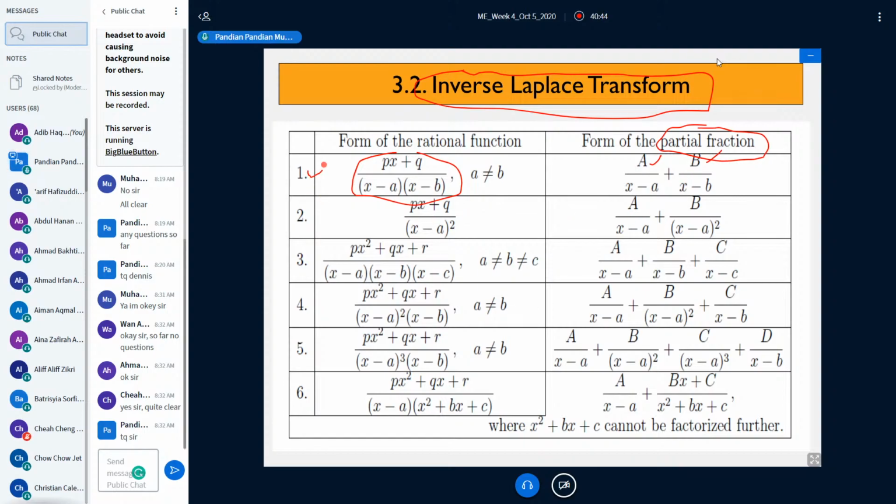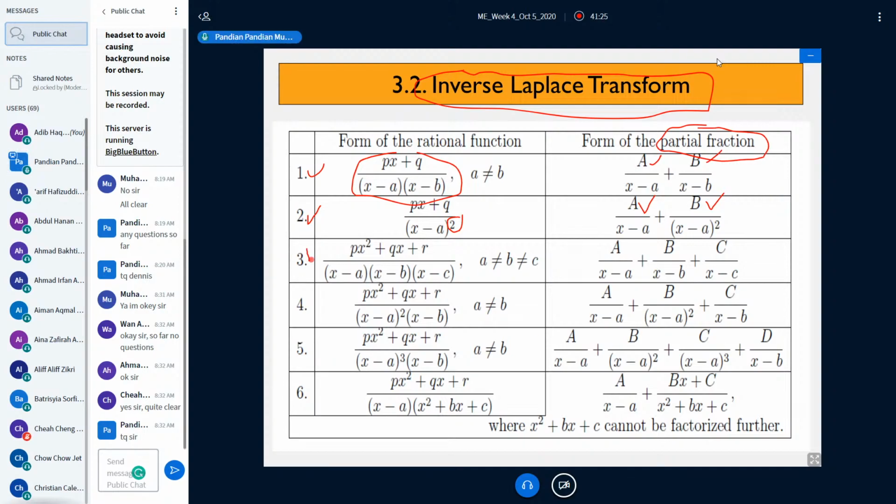Now, this is number one. Number two, if the form is px plus q, but the denominator is different from number one, because this is x minus a squared. It can be x minus a power 3, power 4. So when you do the decomposition, it becomes A divided by x minus a plus B divided by x minus a squared. So this is increasing the power. What is A? What is B? We have to calculate. That is our duty, to calculate A and B. After that only you can use inverse Laplace.